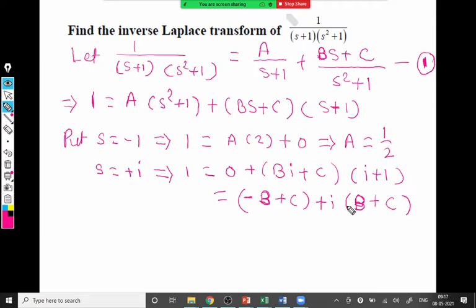What should be the next step to get the values of B and C? What should be the next step?